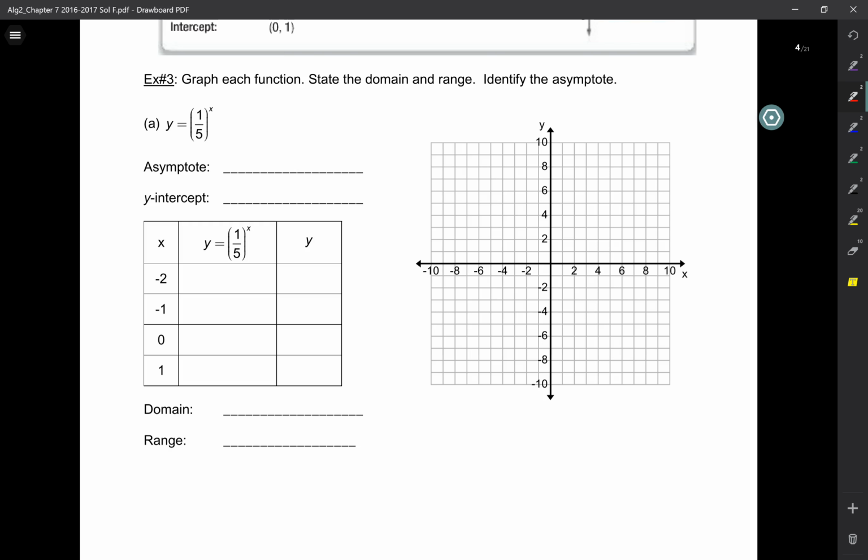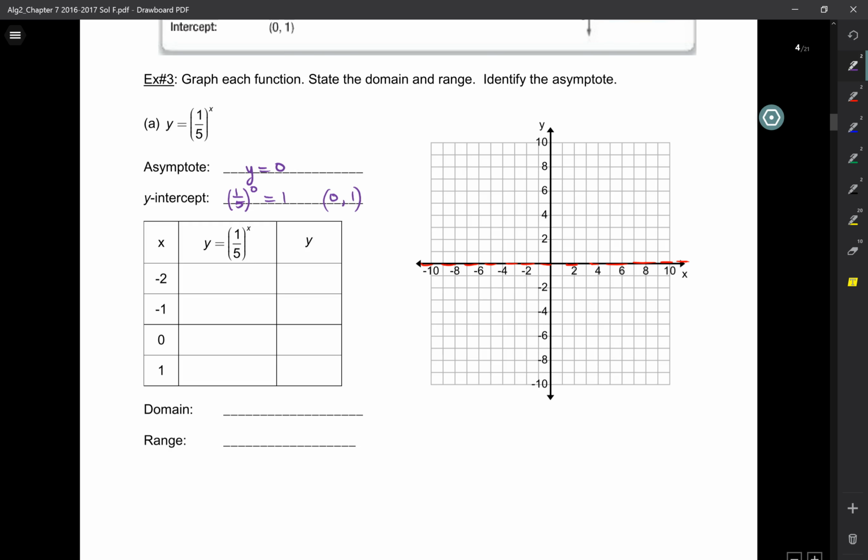This example, is this one of growth or decay? Decay, because it's 1 over 5 to the x, and 1 over 5 is less than 1. Okay, so what's the asymptote? It's y equals 0. For the y-intercept, now we do 1 over 5 to the power of 0. And anything to the power of 0 is what? 1. Table to the power of 0 is 1, right? Chair to the power of 0 is 1. So this is 0, 1. So let me just put the asymptote here.